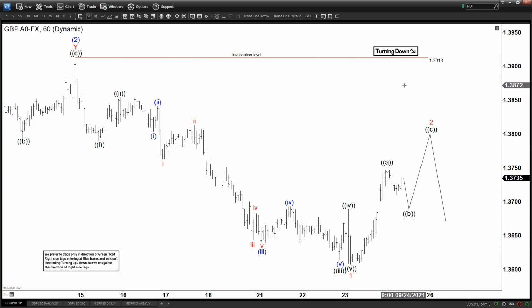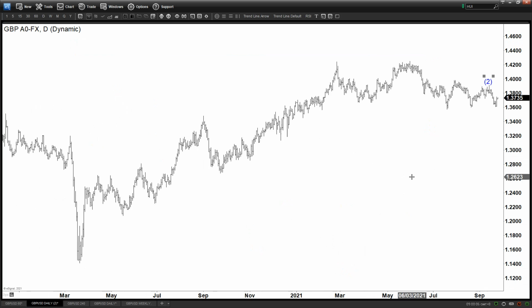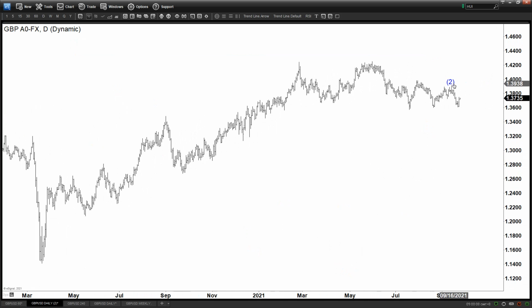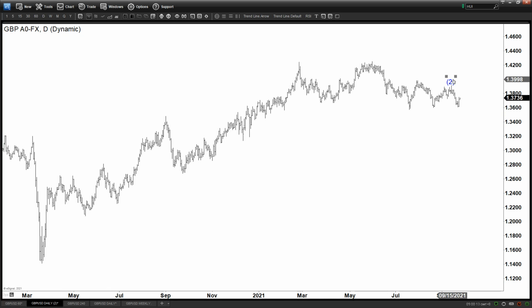So let me show you the daily chart to explain what we are thinking here. If we take a look at the pound dollar in the daily chart, remember this wave 2 here. We will place the same wave 2 in the intermediate degree in the daily chart. So if we go back to the daily chart, this is your wave 2, the same position as the 1 hour chart. Now let's take a look. If this is a wave 2, then that suggests that wave 1 is going to be somewhere here.